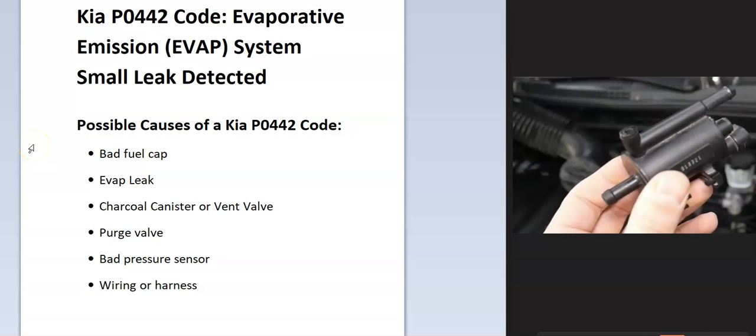So today I'm talking about a Kia with the P0442 code, what it is and how you go about fixing it. So what is a Kia P0442 code? Well, it's an evaporative emission EVAP system small leak detected. And what does this mean?